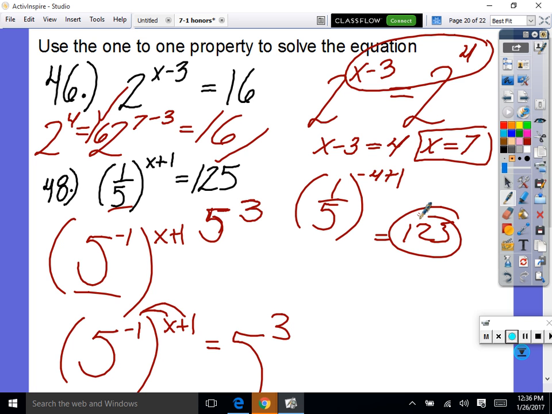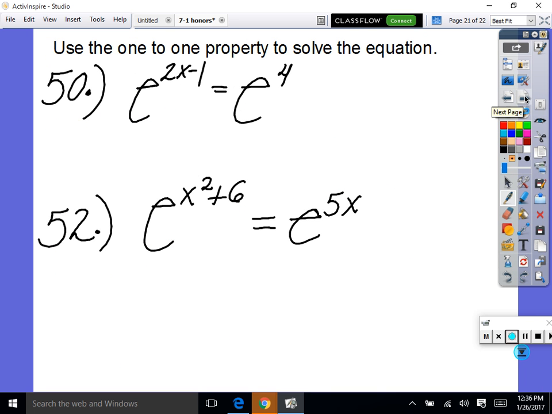Okay. So looking at this, aren't they the same base? Same base. So we would say 2x minus 1 equals 4, solving for x, would be x equals, you'd add 1, 5, divided by 2, 5 halves, right? Okay, let's do this one.